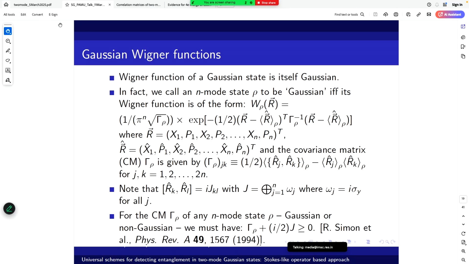Here there will be a little bit of a problem with the factors. Here I have taken this pi to the n because this is an n mode thing. In our class we have not taken this; it should be the square root of the determinant of gamma, and this pi to the n was not there in our discussion, but that is okay, different people take different notation.